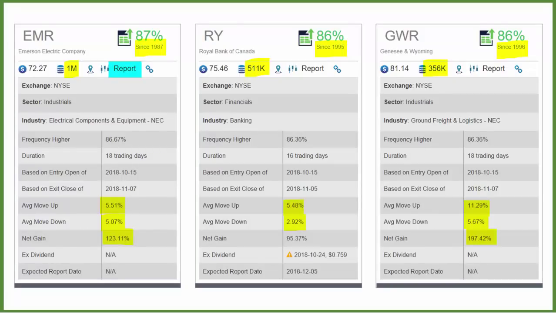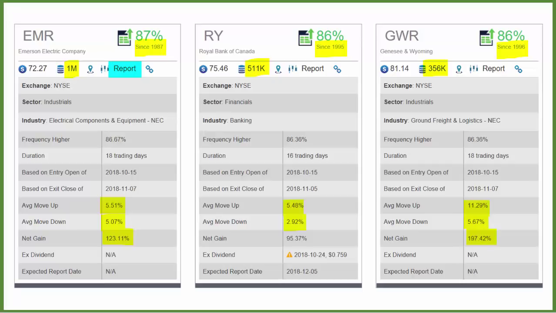So again, I'll scroll down. I'll start looking at some more. EMR, 87% higher, 1 million volume, very good. The average move up, almost 6%. The average move down, about 5%. Net gain is very good. So that one, I can tell you right there, I'm going to look at the report.